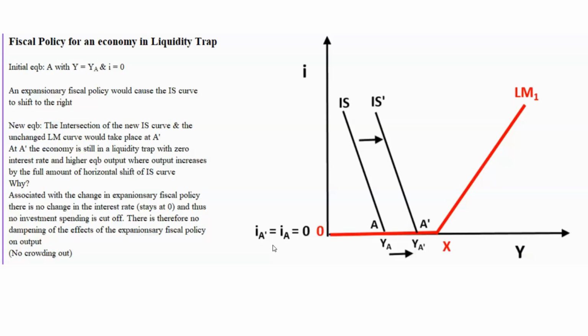When the economy is operating in a liquidity trap and implements an expansionary fiscal policy, our output increases by the full amount of the size of the horizontal shift of the IS curve. In this case, there will be no crowding out, as there's no change in the interest rate. It stays at 0, and thus no investment is decreased, and thus there's no adverse effect on output.